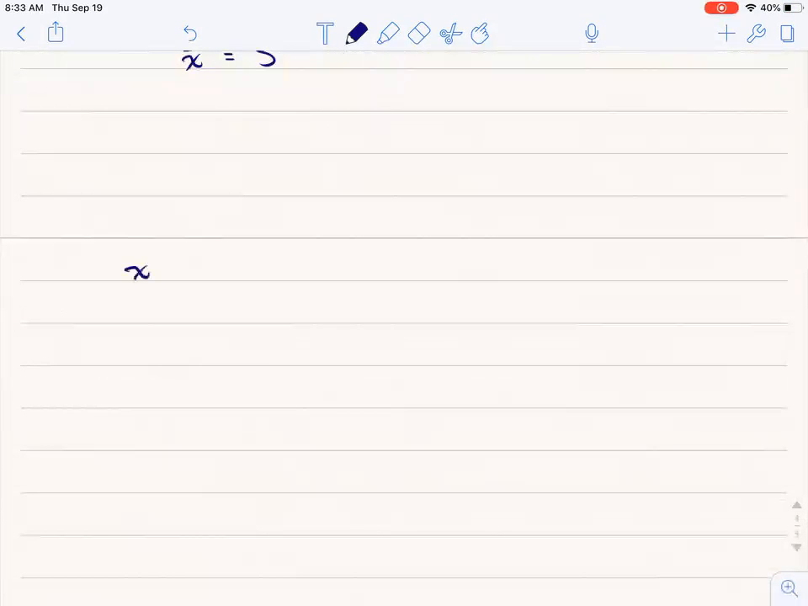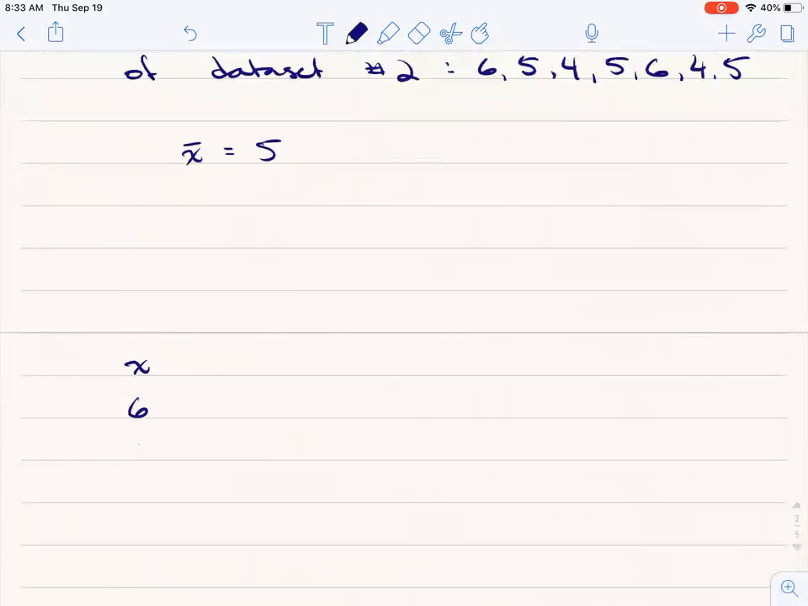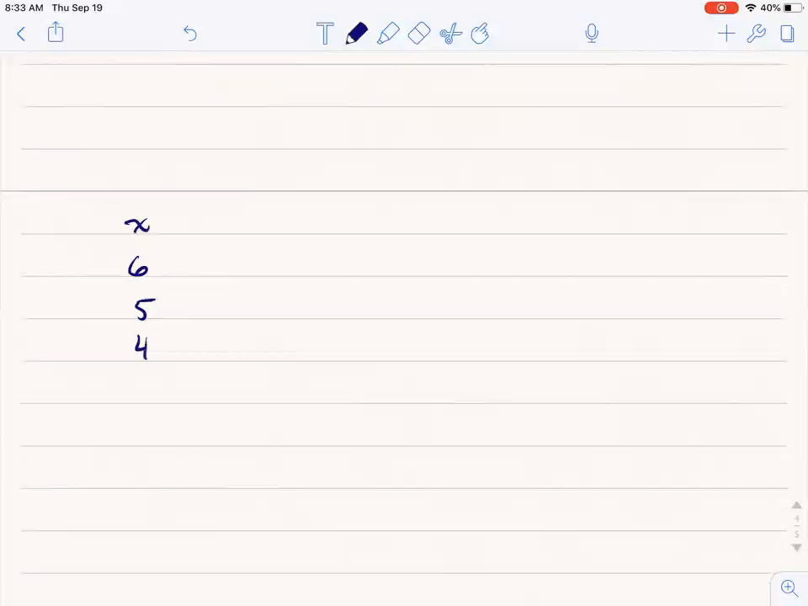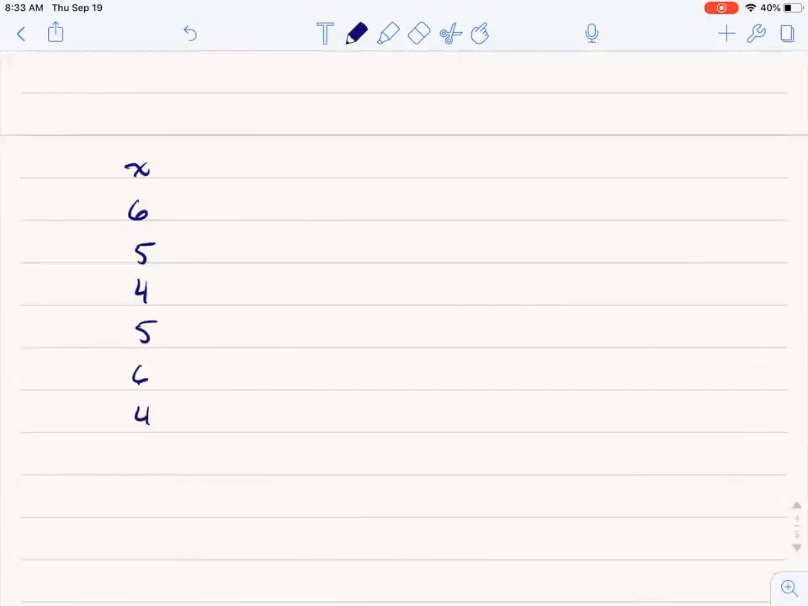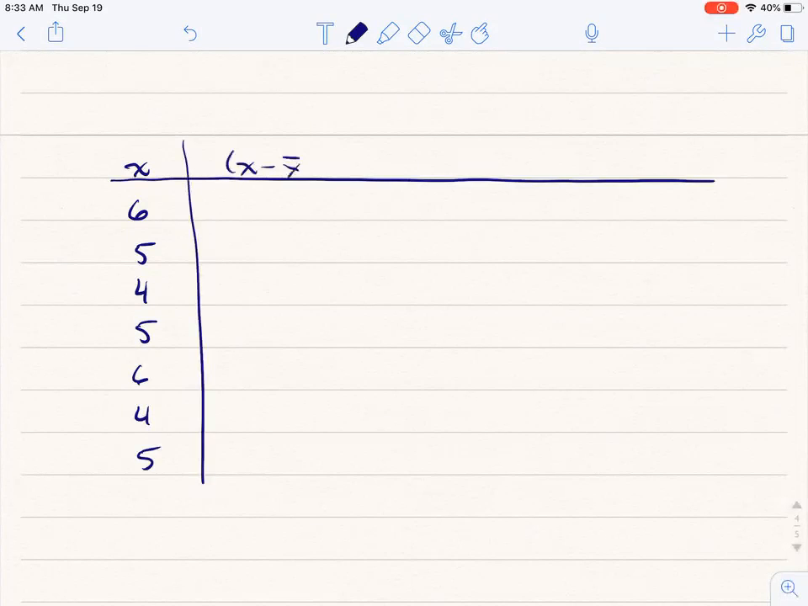There's a page break, so I gotta set up x: 6, 5, 4, 5, 6, 4, 5. Then x minus x bar, and then x minus x bar squared. 6 minus 5 is 1. Oh, I was thinking, this looks familiar. 6 and 6, I guess they both start with 6. I didn't realize that until now. Wait, am I doing the wrong one? No, looks fine. And 1 squared is 1.